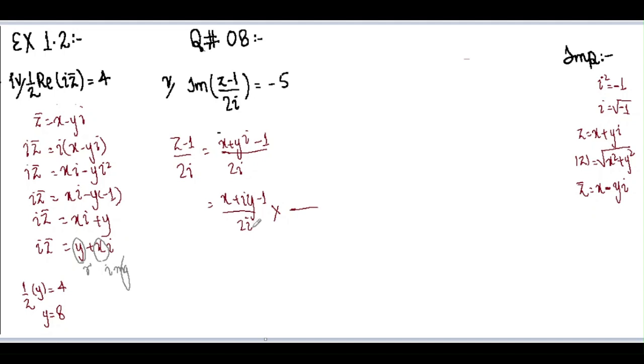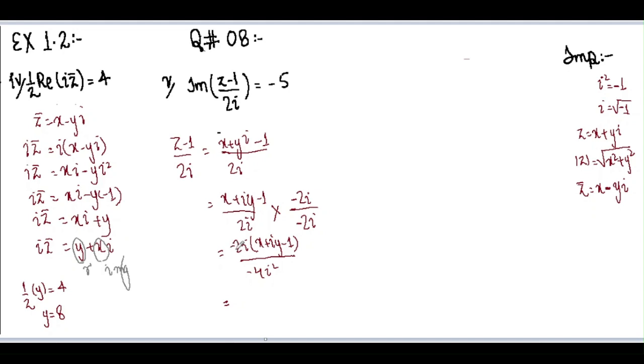And conjugate means that we have to change the sign of the imaginary part of the complex number. Here it is pure imaginary, so we have to change its sign. It is previously positive and now we are going to change it into negative, minus 2 iota divided by minus 2 iota. Now we get minus 2 iota into x plus iota y minus 1 whole divided by 2 iota into minus 2 iota, we get minus 4 iota square.